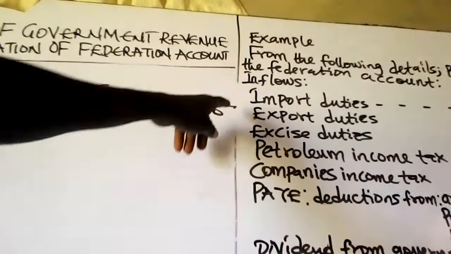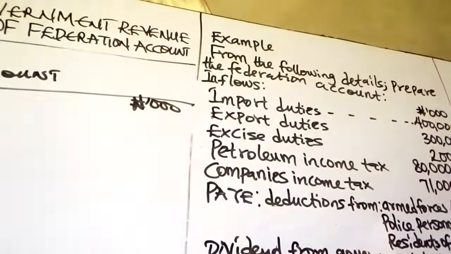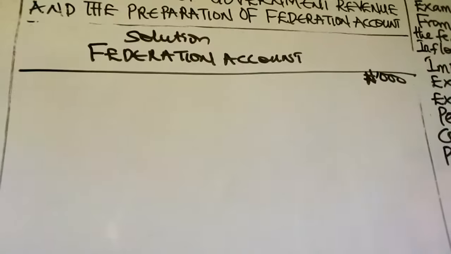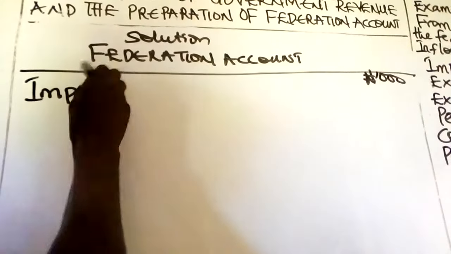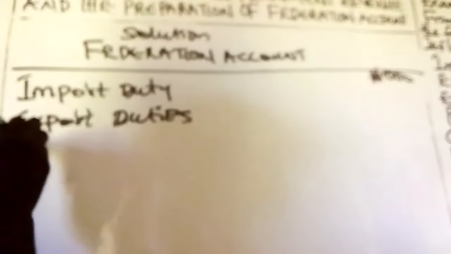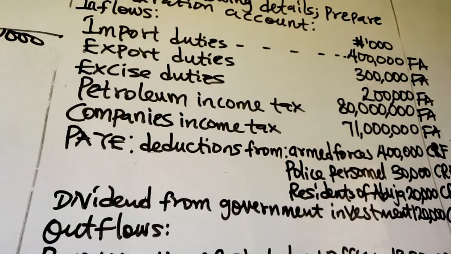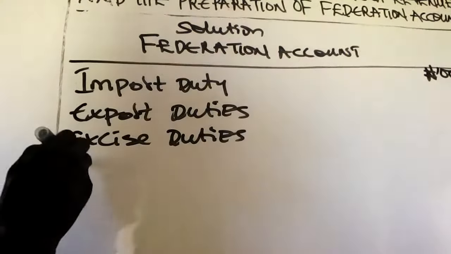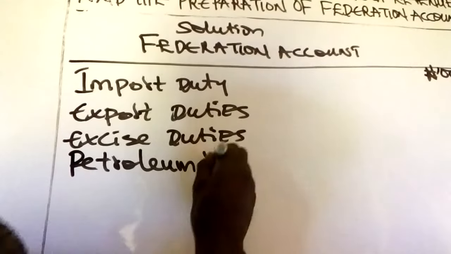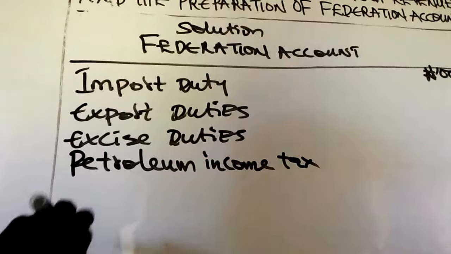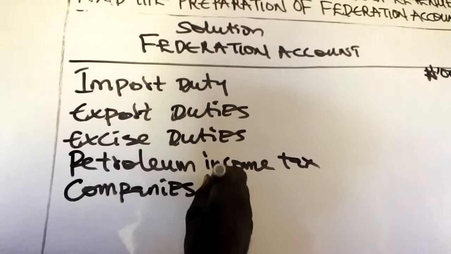This first revenue we have identified that goes into the Federation account is import duties, followed by export duties, followed by excise duties. Now let's write them out. Import duties, export duties, excise duties. These have been identified as part of the Federation account revenue head. Then we also have petroleum income tax and company income tax as part of the revenue we've identified.